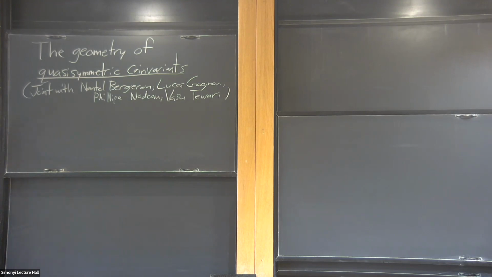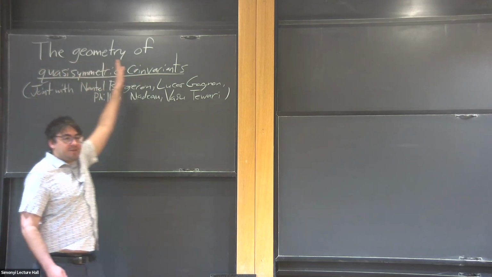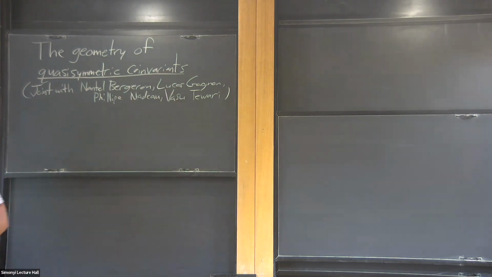Today I want to do the follow-up talk to Vasu's talk, where we take these quasi-symmetric divided difference operations and give them some algebraic geometry. This work is joint not only with Vasu Tewari and Philippe Nadeau, where we developed the combinatorial side of things, but also Nantel Bergeron and Lucas Gagnon. And we believe now we've found the true geometric picture for how you should think about quasi-symmetric polynomials now and hopefully forever into the future. It's not going to change anymore.